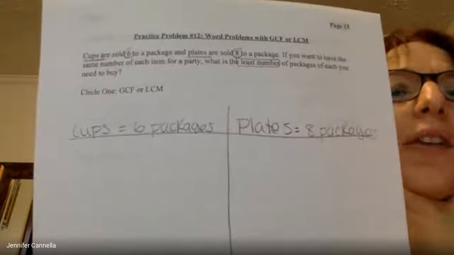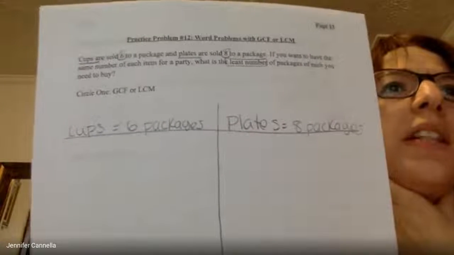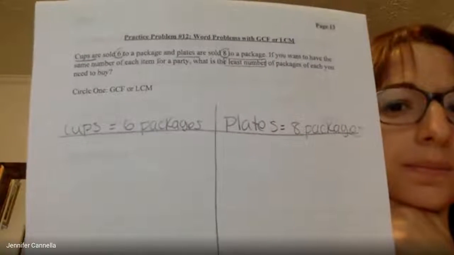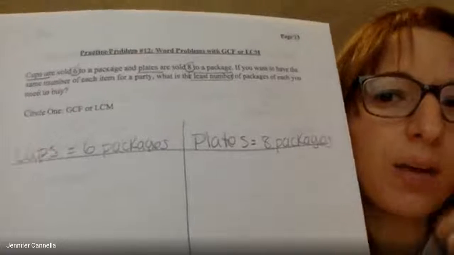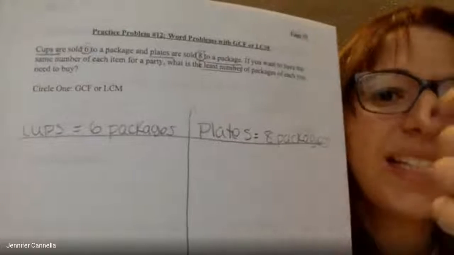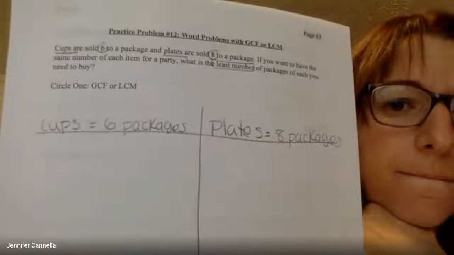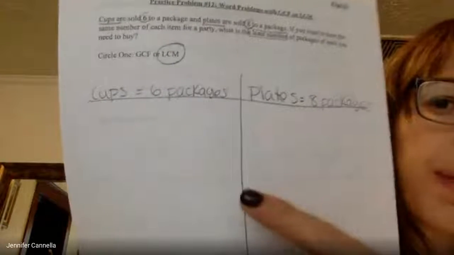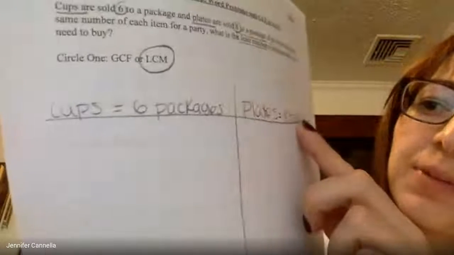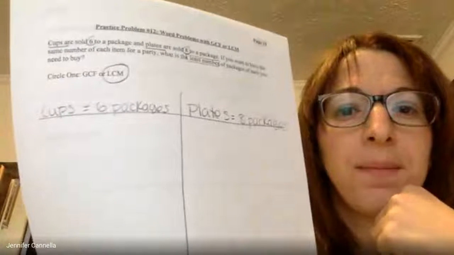Okay. So the key word there is least, right? So Anelina, when we see the word least, what do we have to find? Yes, you do. Look at it. We have GCF for greatest and LCM for least common multiple. What are we going to find? The least common multiple. That's right. So you're going to circle LCM. It's going to look like this. And you're going to have your T-chart. I put cups equals 6 to a pack and plates are 8 to a package. So remember, to find the LCM, we're going to skip count, right?